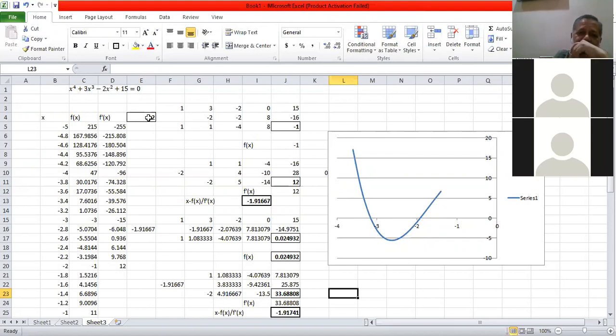I started the synthetic division process from -2. 1 as it is, 1 into -2, sum of this is 1, 1 into -2 is -2, the sum of these two is -4, -4 into -2 is 8, 8 plus 0 is 8, 8 into -2 is equal to -16, and the sum of these two is -1. So the function value is -1.